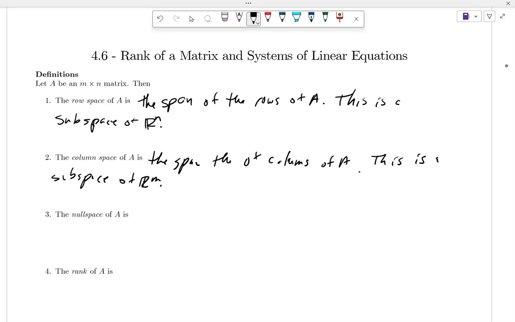All right. Notation. We'll use Row of A to denote the row space, and we'll use Col of A to denote the column space.